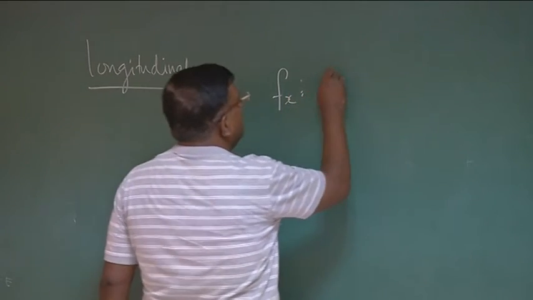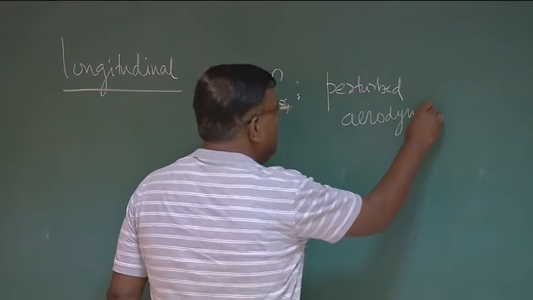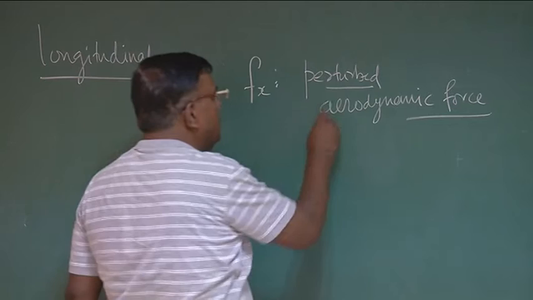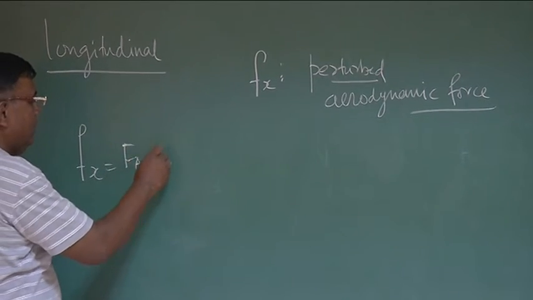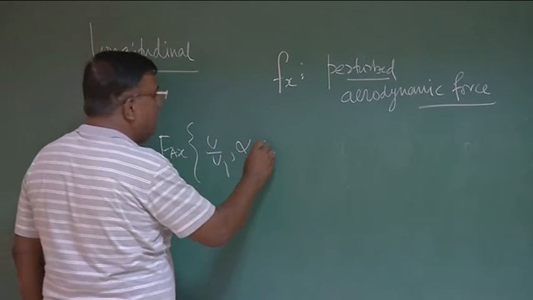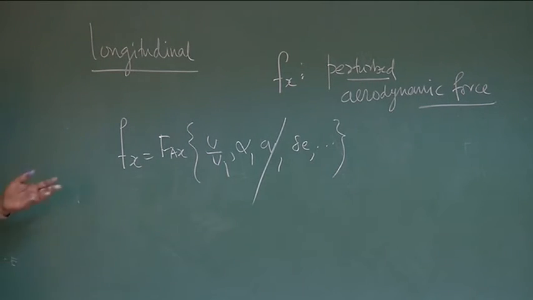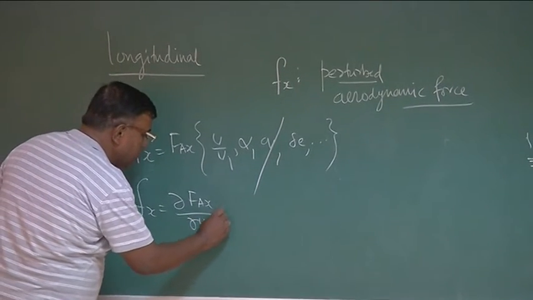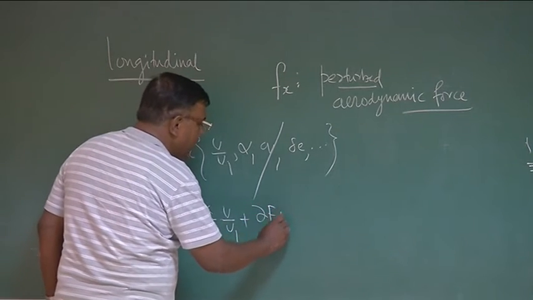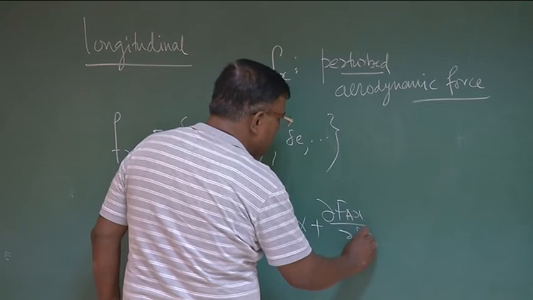Right? In that, if we check your notes, we have some term called Fx. And what was Fx? Fx was termed as perturbed aerodynamic force. And when you say perturbed aerodynamic force, we need to estimate it, and we wrote Fx equal to Fax, a function of u by u1, alpha, q, delta E, etc. For Fx, we said q effect is negligible, and we wrote this Fx as dFax by du by u1 into u by u1 plus dFax by d alpha into alpha plus dFax by d delta E into delta E, like this.